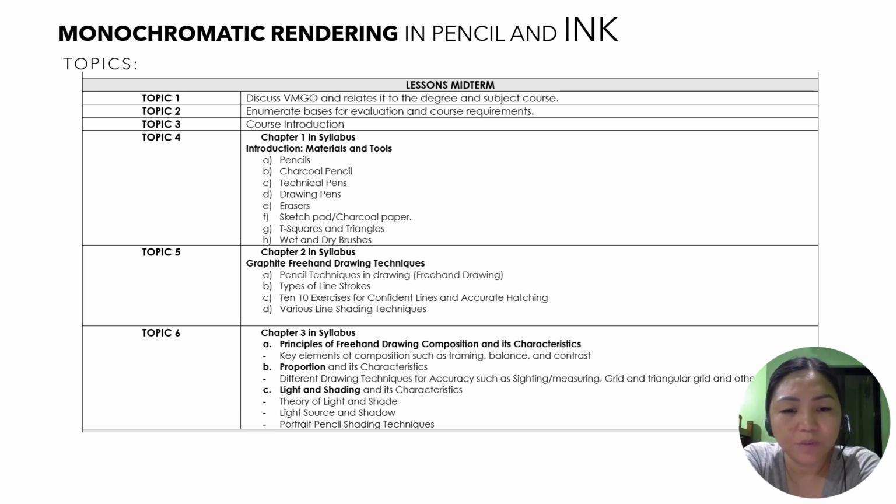And for chapter 3, we'll have the principles of freehand drawing. That would be on composition and its characteristics. We'll be discussing proportion and light and shadings.